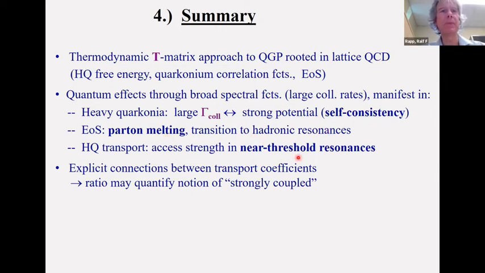So it's this interplay of the large rates and the self-consistency that actually limits the potential itself. We saw that the large scattering rates, or the off-shell effects, are very important in the equation of state, where they even suggest the transition degrees of freedom, as the partons melt and the hadronic resonances emerge as you go down in TC. And also in the heavy flavor transport, it is rather important to implement these broad spectral functions to calculate the diffusion coefficient, to access the large interaction strength that is provided by these quasi-bound states that emerge.